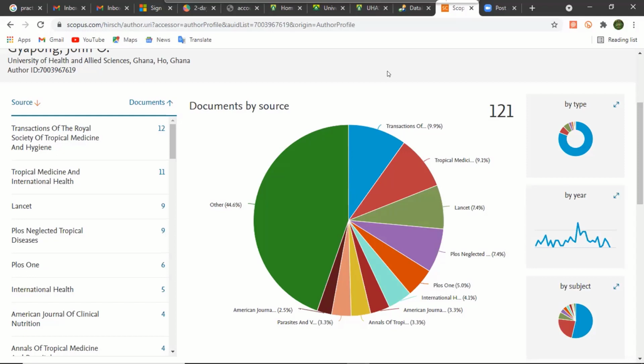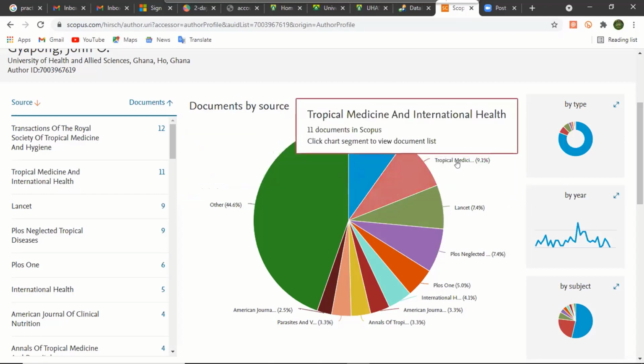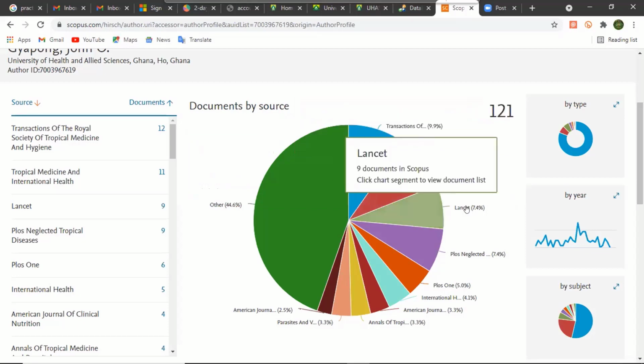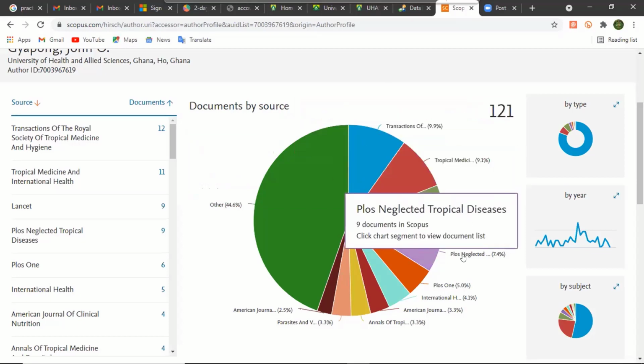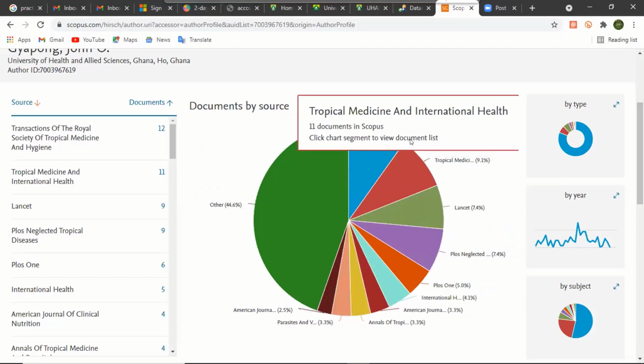So with this 121, we have also seen his documents by source, which means publishing venues where he published. You can see he has published in Transactions of the Royal Society of Tropical Medicine and Hygiene. He has published in Tropical Medicine and International Health. He has published in the Lancet, PLOS, that is Public Library of Science, Neglected Tropical Diseases. He has also published in PLOS ONE. So these give you the publishing venues.